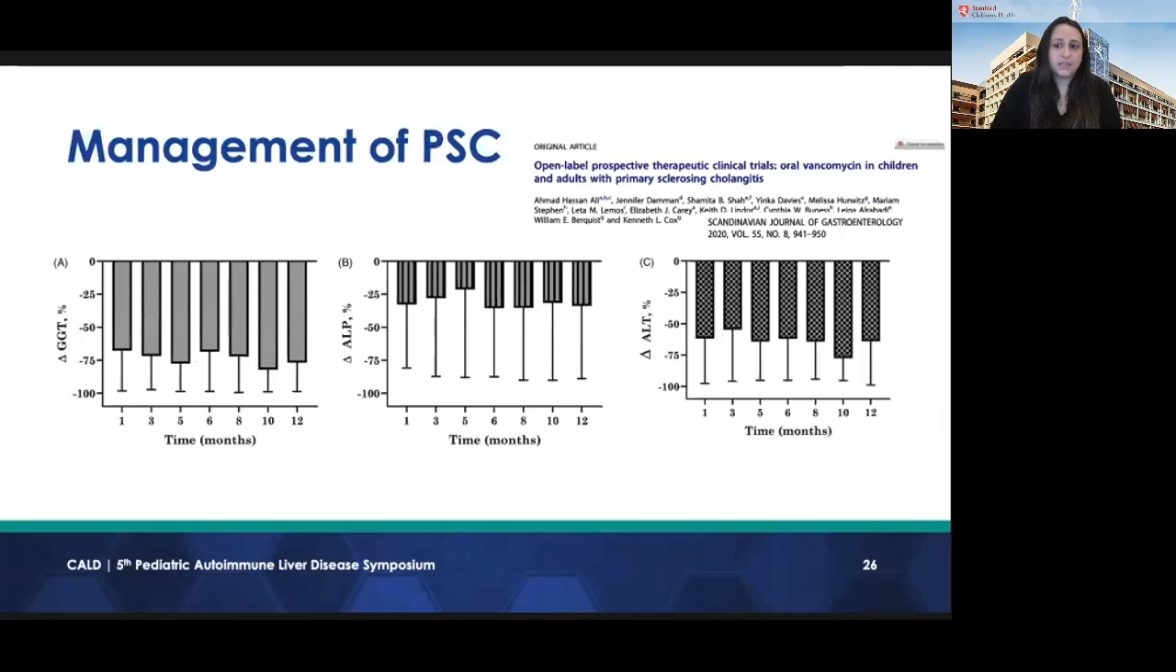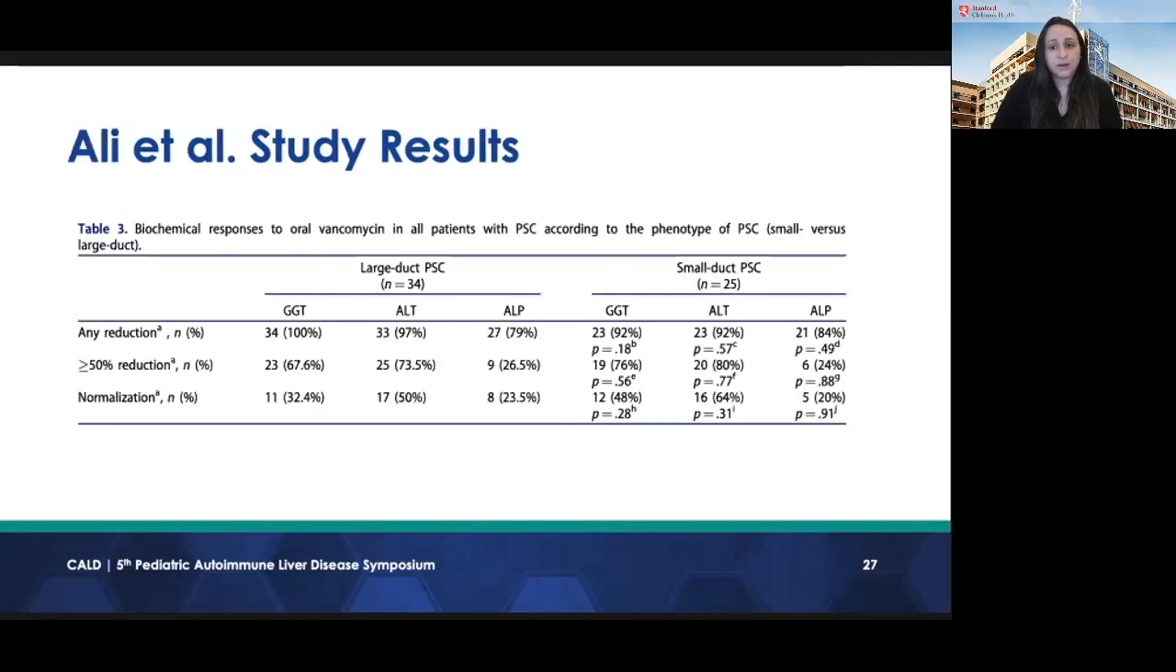On the flip side, this is a published study from 2020 that showed the biochemical response to oral vancomycin for PSC patients, and they demonstrated median percent change in GGT, ALK-Phos, and ALT within 1 to 12 months from baseline. They further focused on comparing this for large duct versus small duct, with the study showing that there was no statistically significant difference in chemistry responses between the two groups. Again, highlighted is that dosing, formulation, brand, and clinically observed differences continue to be present, and further studies need to be undertaken to elaborate on the use of oral vancomycin in PSC.